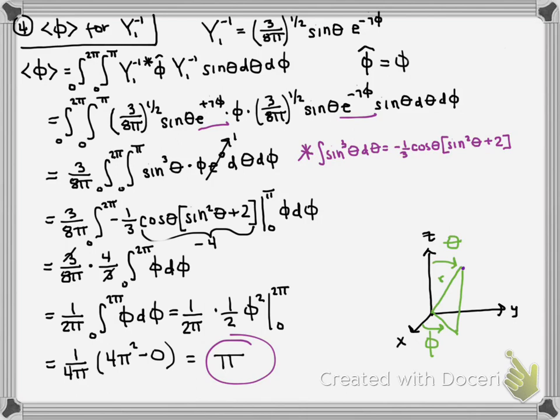And in fact, if we try to calculate the average phi angle for any spherical harmonic wave function, we should get pi. All right, so the next video I do for you will be on the hydrogen atom, so stay tuned.